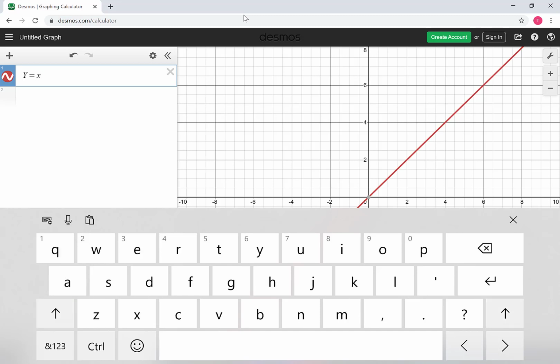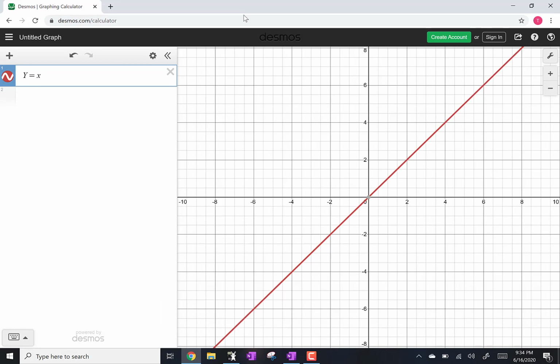Let me grab my keyboard for this. It'll be a little easier. Oops. Hang on. Keyboard's not talking to my surface.